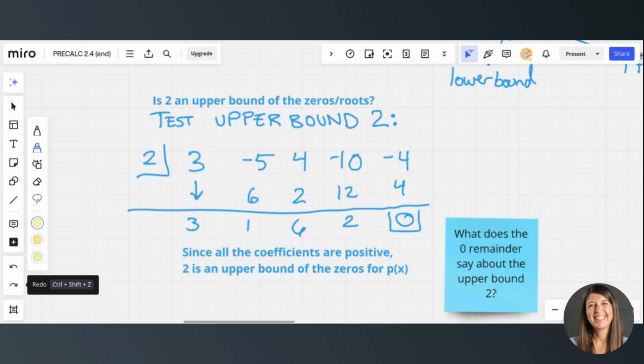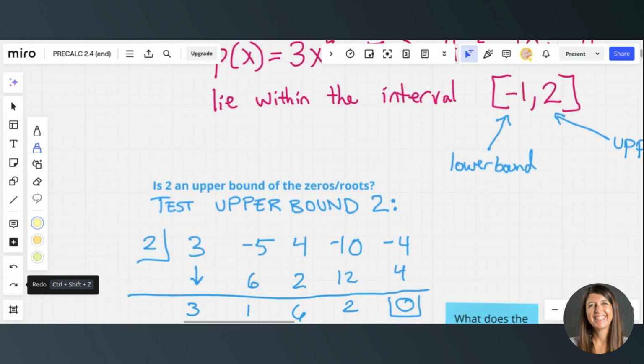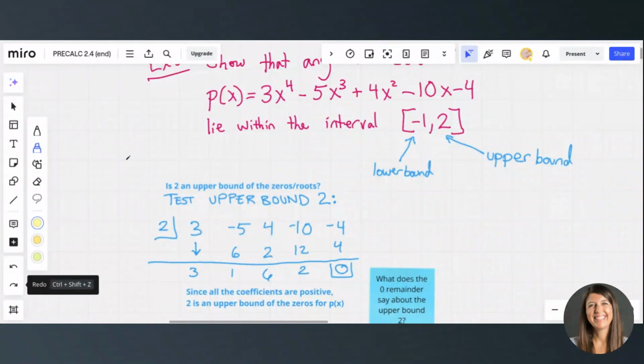So for p of x, we've got p of x up here, right? If we look at all the zeros, they exist, right? This polynomial has degree 4, so we've got some roots for this polynomial, and does the number 2 capture the upper bound of those roots? Meaning, are there no other roots that are greater than 2? Okay, so we're going to test this upper bound of 2, and we're going to use synthetic division.